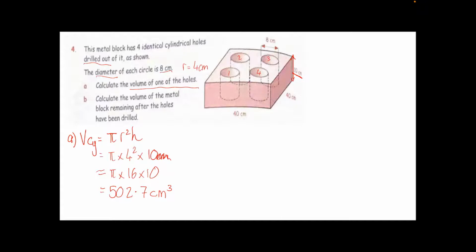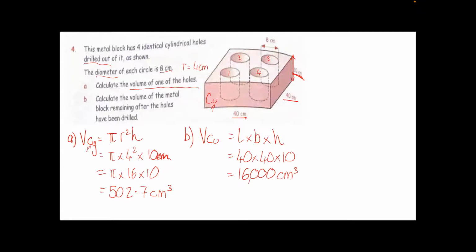Part B, we need to calculate the volume of the metal block remaining after the holes have all been drilled out. So the first thing that I'm thinking is I want to know the volume of our full cuboid. You can see here I did CY for cylinder, I'm going to do CU for cuboid. So for part B, volume of our cuboid is just length times breadth times height. So I need 40, 40 and the 10 again. 4 and 4 is 16, and I've got 3 zeros there, so it is 16,000 centimetres cubed.